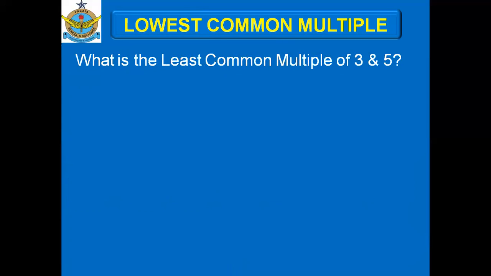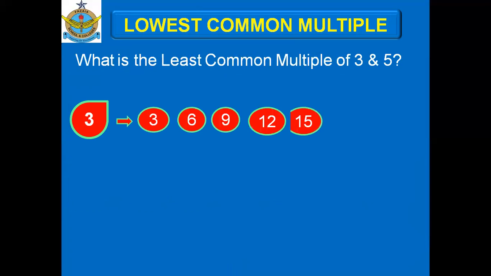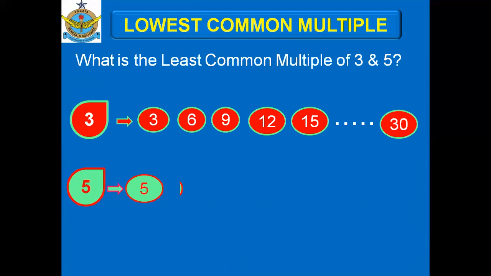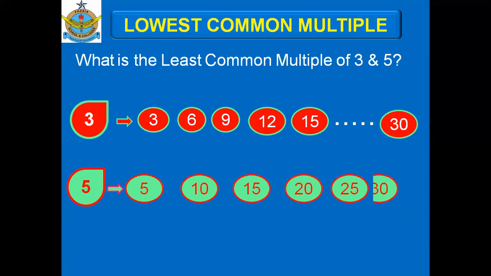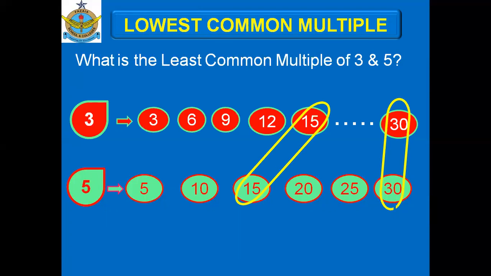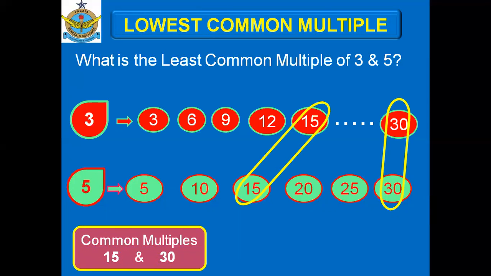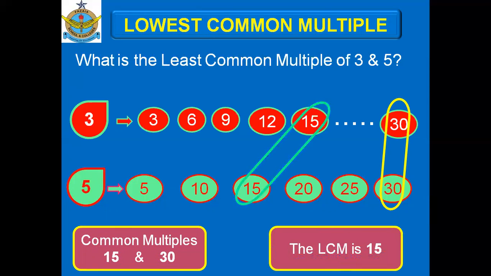The next example for you people: what is the least common multiple of 3 and 5? The multiples of 3 are 3, 6, 9, 12, 15, and so on up to 30. So on up to 30 means after 15 we have 18, 21, 24, 27. All of these are mentioned in these loops. Here we write down the multiples of 5 and then we loop the common ones. 15 is the smallest one, that's why 15 is our LCM.